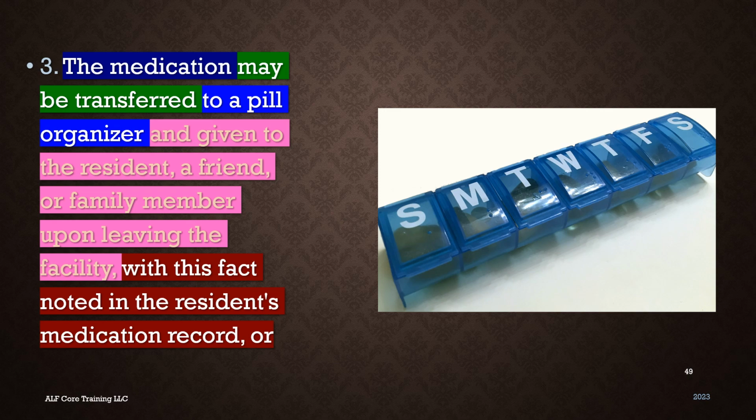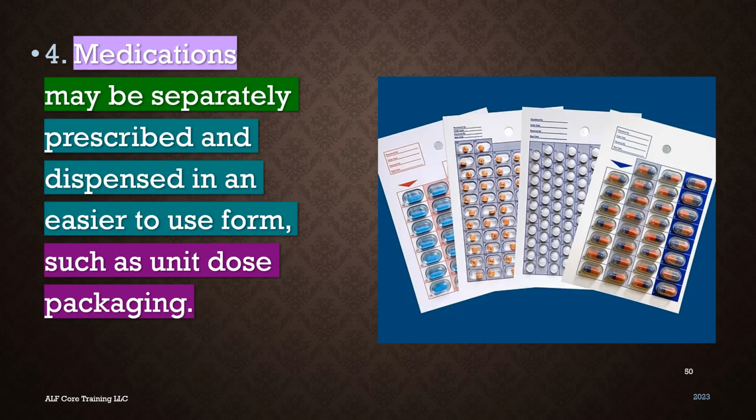The medication may be transferred to a pill organizer and given to the resident, a friend, or a family member upon leaving the facility, with this fact noted in the resident's medication record. Or medications may be separately prescribed and dispensed in an easier to use form, such as unit dose packaging.